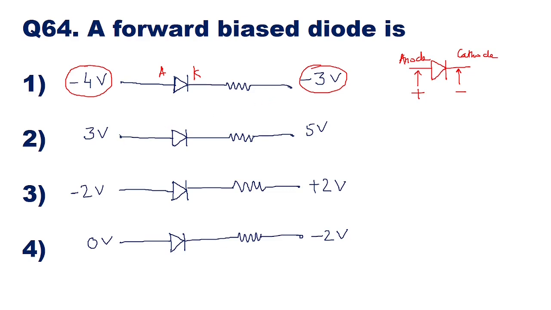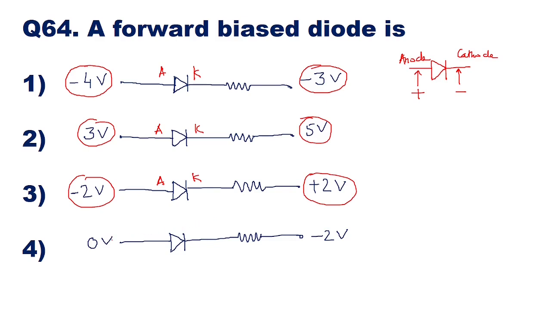In the second option, the voltage applied at the anode of the diode is 3 volt and the voltage applied at the cathode is 5 volt. Again, the voltage at the anode is not positive with respect to the cathode voltage. So even this is not a case of forward bias. In the third case, the voltage at the anode is minus 2 volt and at the cathode is plus 2 volt. So minus 2 volt is less than plus 2 volt. Again, here the diode is not forward biased.